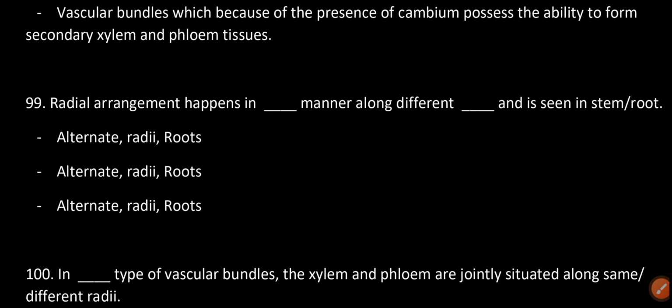Radial arrangement happens in an alternate manner along different radii and is seen in root.